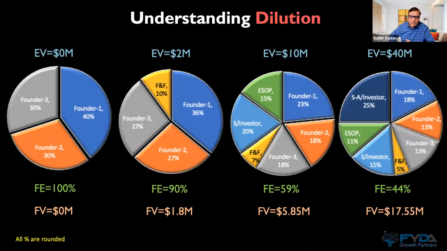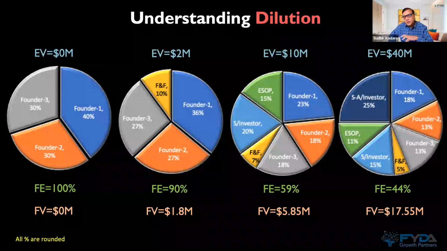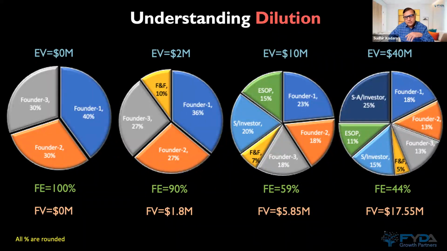Now, all this funding and the equity that everybody holds is captured in what we call a cap table. Cap table, or capitalization table, that's the full form, is basically how your company ownership is distributed across various stakeholders and the founders. So investors, founders, how it is distributed.